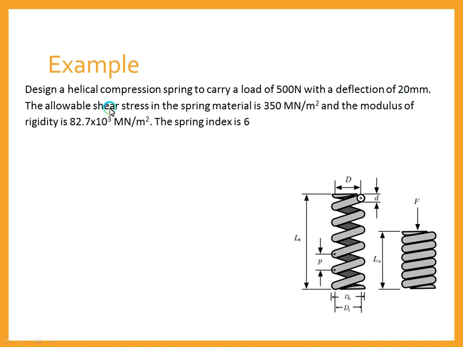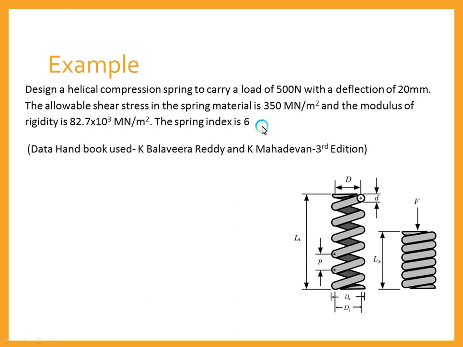The allowable shear stress in the spring material is 350 meganewton per meter square and the modulus of rigidity is 82.7 into 10 raised 3 meganewton per meter square. The spring index is 6. And the data handbook used in order to solve this example is of K. Balve Reddy and K. Madhavan, 3rd edition.